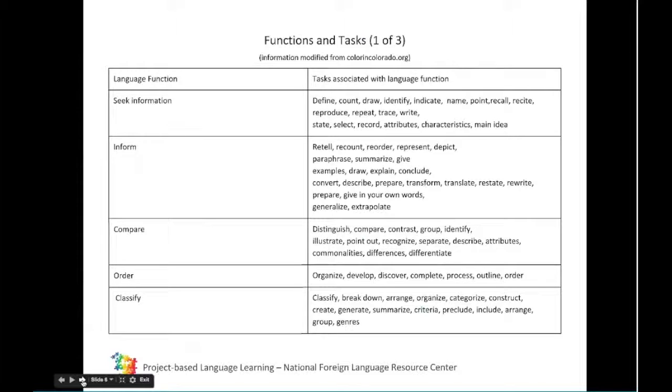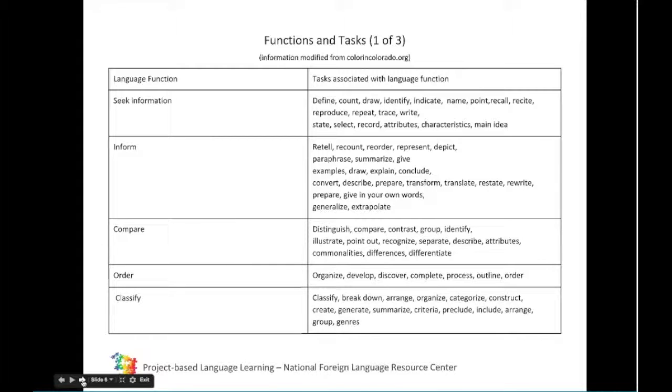Let's look at the language function of compare. So we want students to use the language to compare. What evidence will they provide for us? What task are we going to have them do so that they can show that they're able to compare? So, for example, students in a Chinese world language classroom would use a compare language function with the following task.